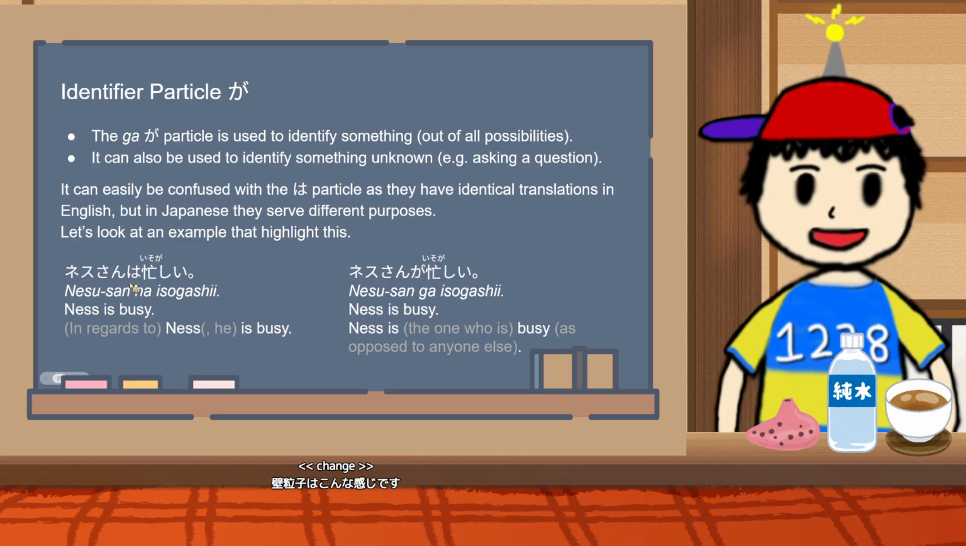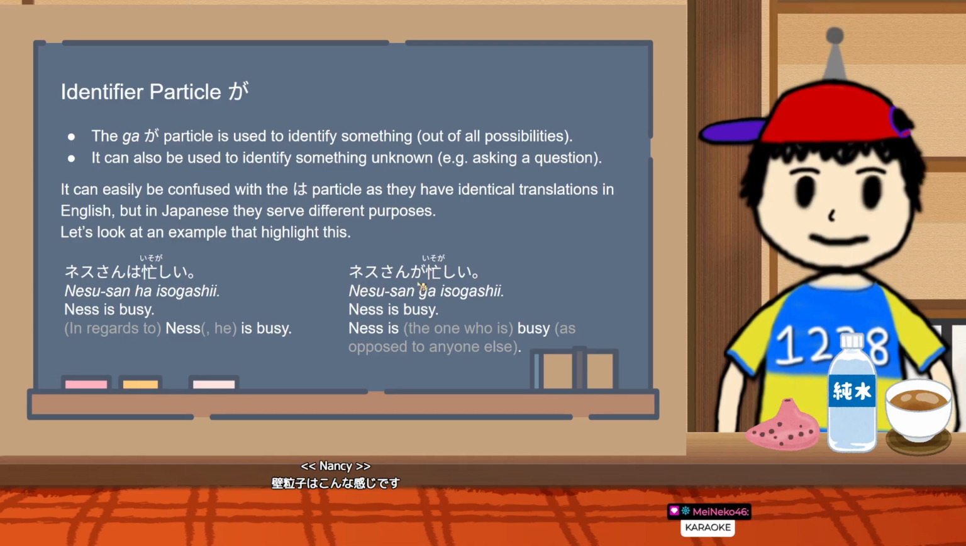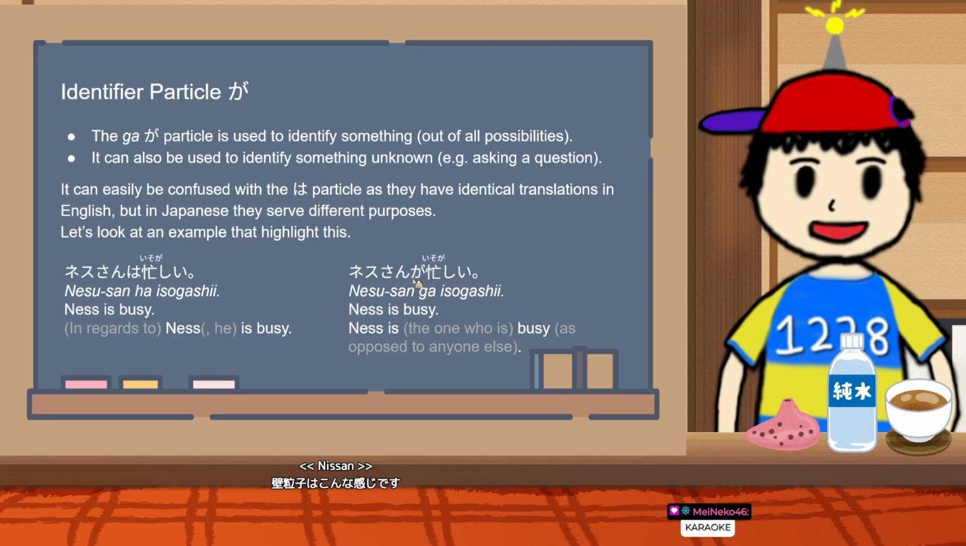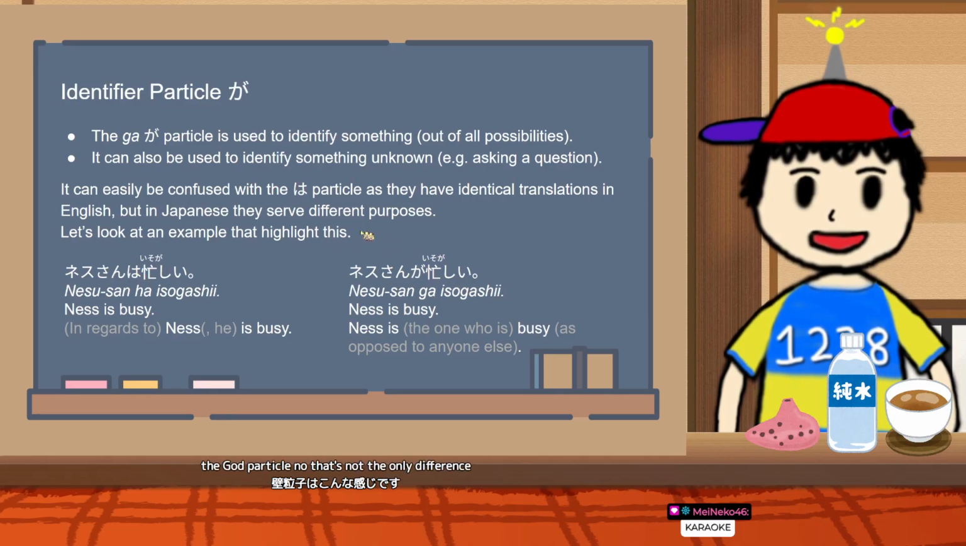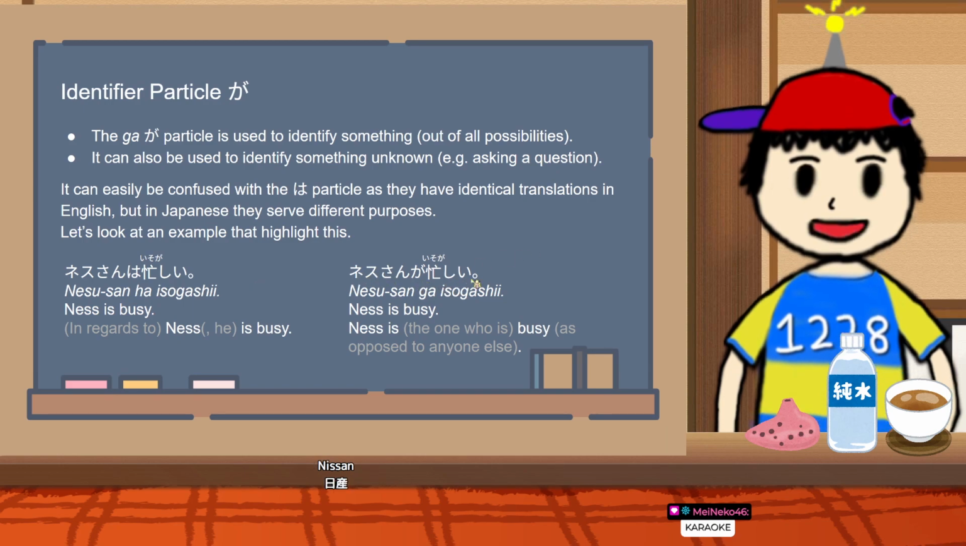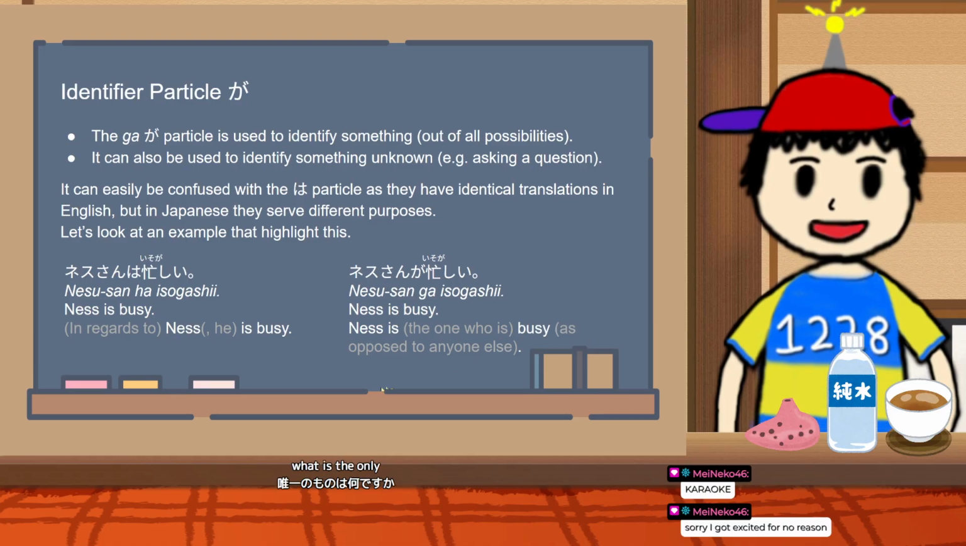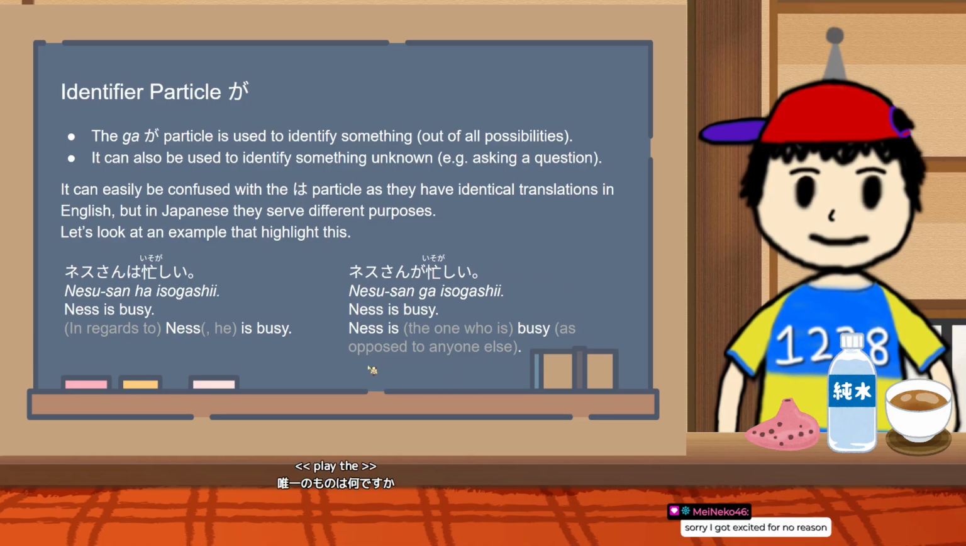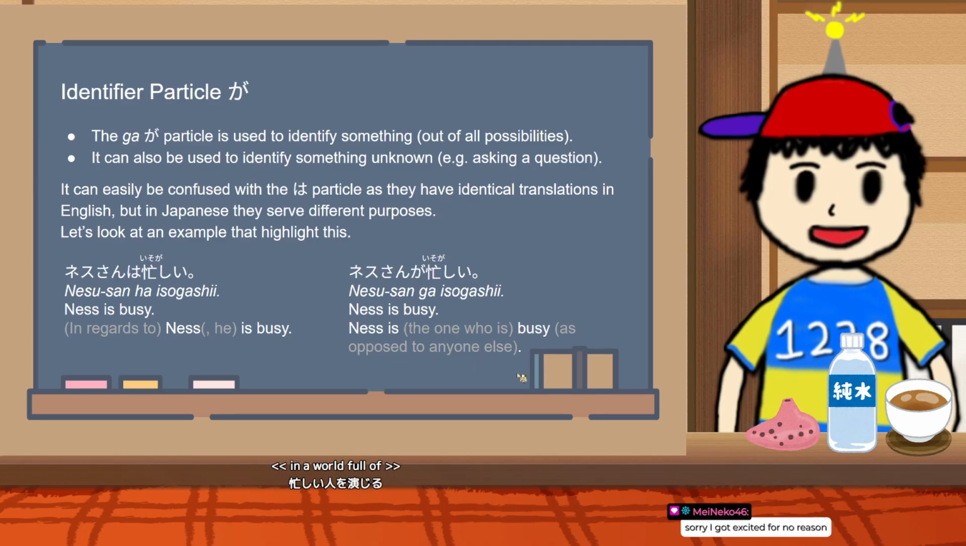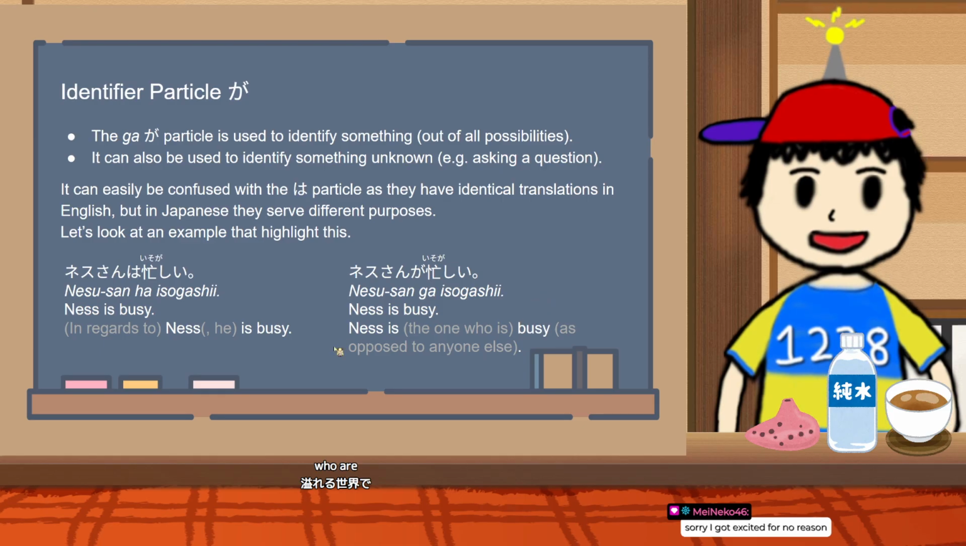Now let's change one little thing. Nesu-san ga isogashi. The ga particle. Notice how the only difference between these two sentences is the particle used. Nesu-san wa isogashi. Nesu-san ga isogashi. If you threw each of these in a translator, it would just pop out, Nes is busy. However, what this sentence actually means is, Nes is the only one who is busy, as opposed to anyone else. I'm the busy one. In a world full of people who are not busy, it is me who is busy.